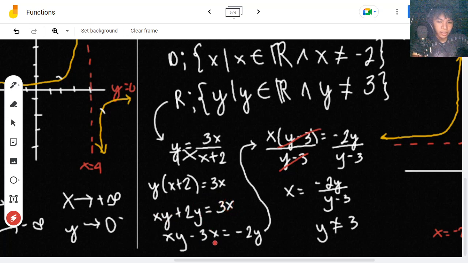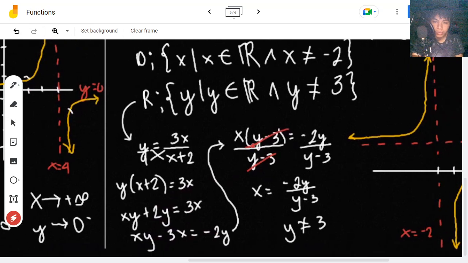So it will be xy minus 3x, which we just transposed, is equal to -2y. We also transpose that. And now when we go here, we just factor out x: xy minus 3x, which will be x times (y minus 3) is equal to -2y. Divide both sides by y minus 3 to isolate this x, and then we will have our answer, which is -2y over y minus 3.